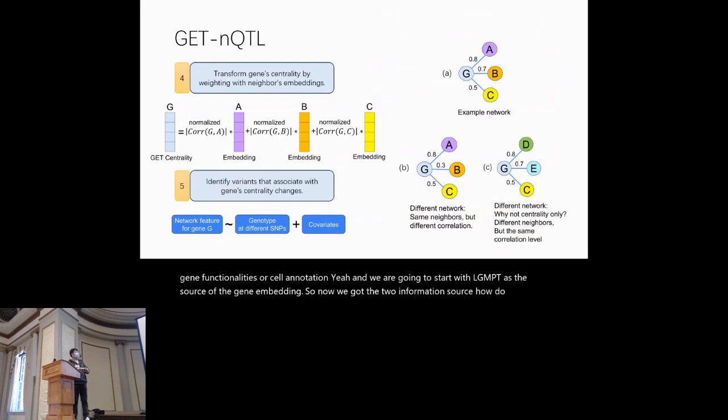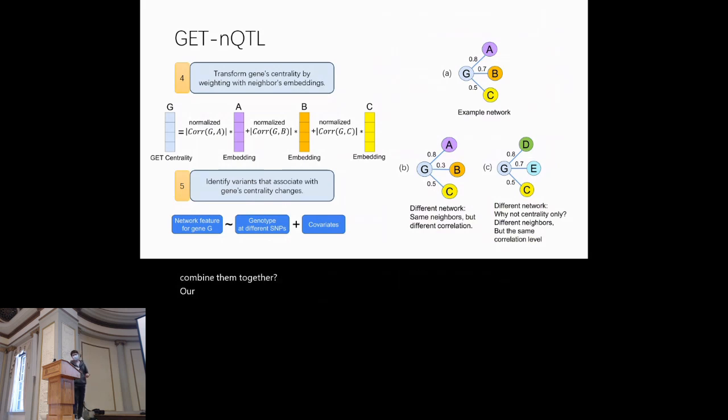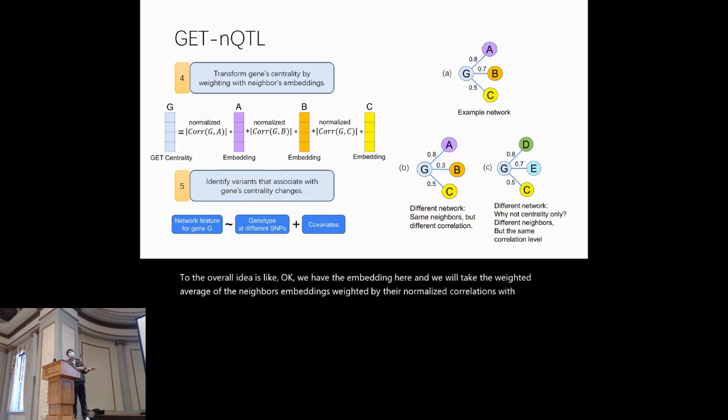So now we have the two information sources. How do we combine them together? A very naive idea: although there are a lot of details in applying this step, the overall idea is that we take the embeddings and compute the weighted average of the neighbors' embeddings, weighted by their normalized correlation strength with the central gene, to get what we call the GET centrality of the central gene. It represents the role of this gene in this network.